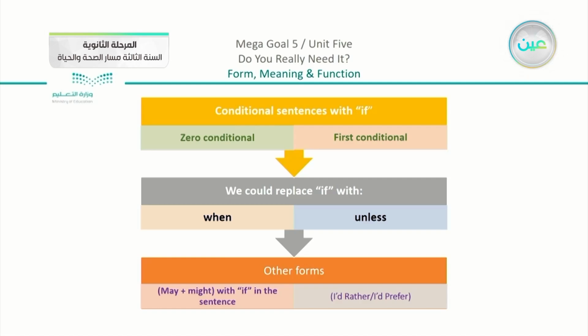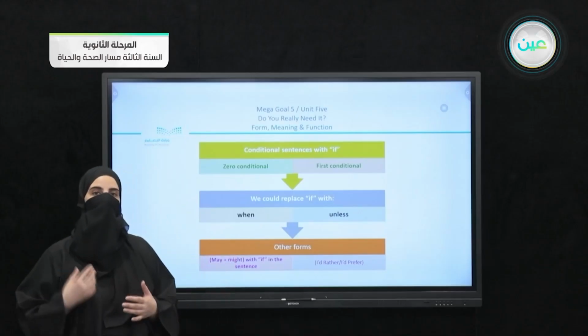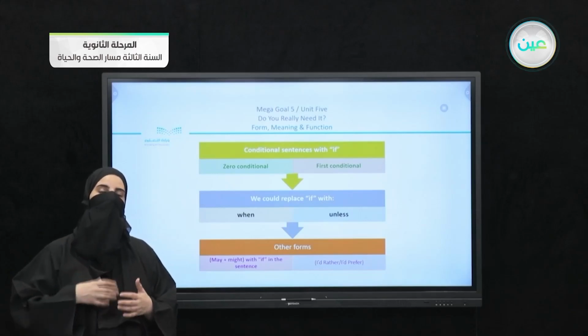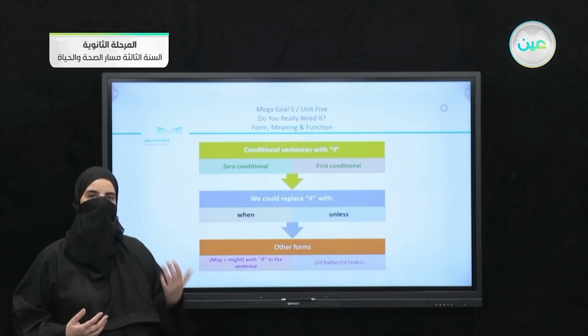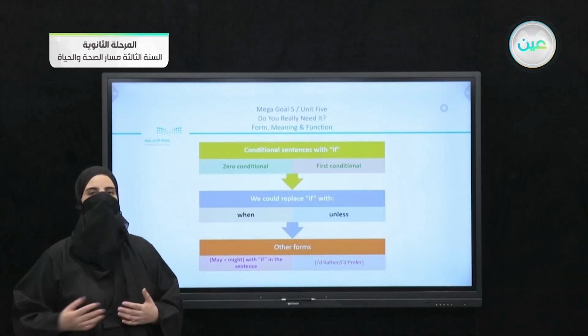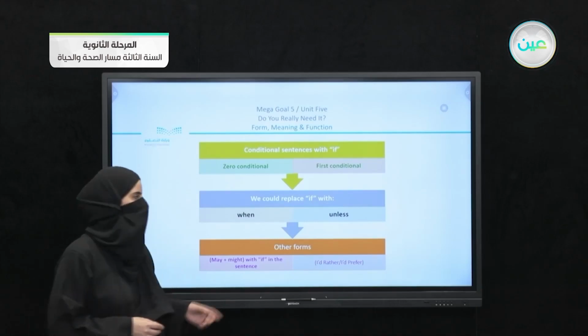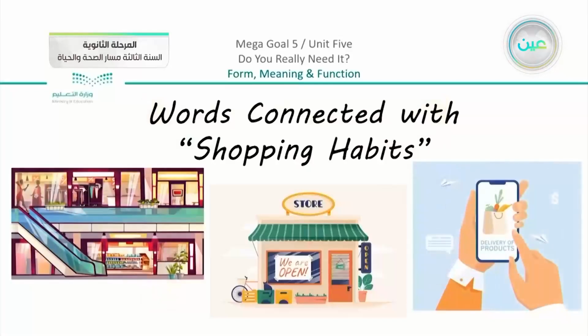We said that we can use may or might with if in the sentence. And I can also use I'd rather or I'd prefer. The I and D together, I'd, is short for I would. Would is the past tense of will, which is also used with the if clause. Basically, this is what we took in the form, meaning, and function lesson.